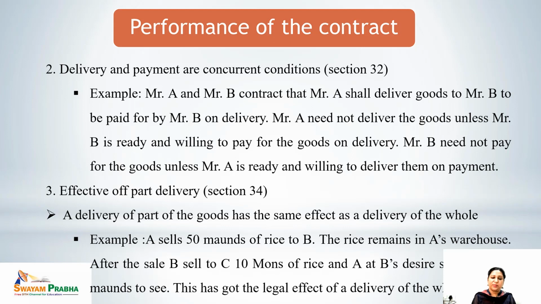Let's see the example. Mr. A and Mr. B contract with each other that Mr. A shall deliver goods to Mr. B, to be paid for by Mr. B on delivery. Mr. A need not deliver the goods unless Mr. B is ready and willing to pay for the goods on delivery. Mr. B need not pay for the goods unless Mr. A is ready and willing to deliver them on payment.